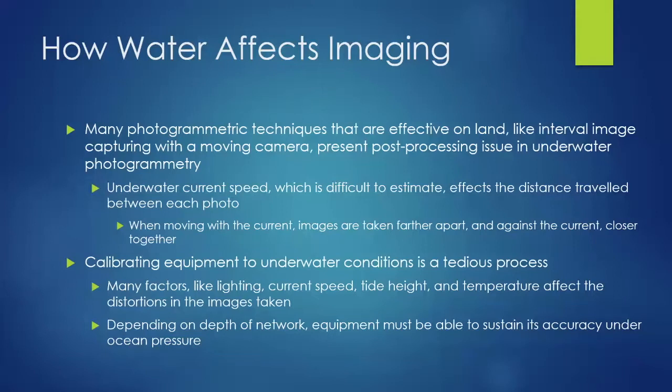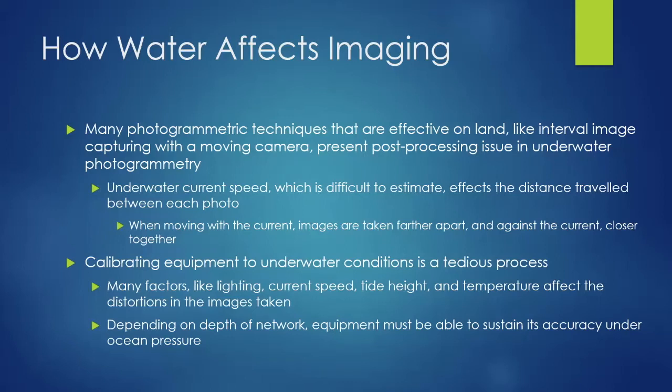In underwater photogrammetry, the current speed has a huge effect on how these images are taken. So when you're moving with the current, the camera is moving faster, and there's more distance covered between each image being captured. And on the way back, moving against the current, the distance traveled is significantly less, leading the images to be taken close together. It makes it very difficult to have an accurate survey.